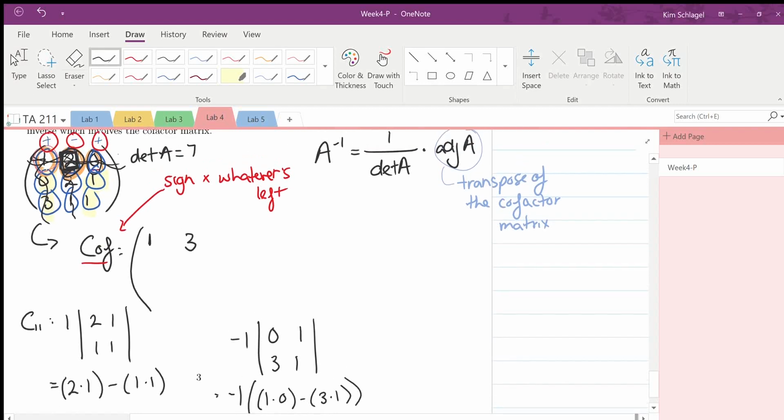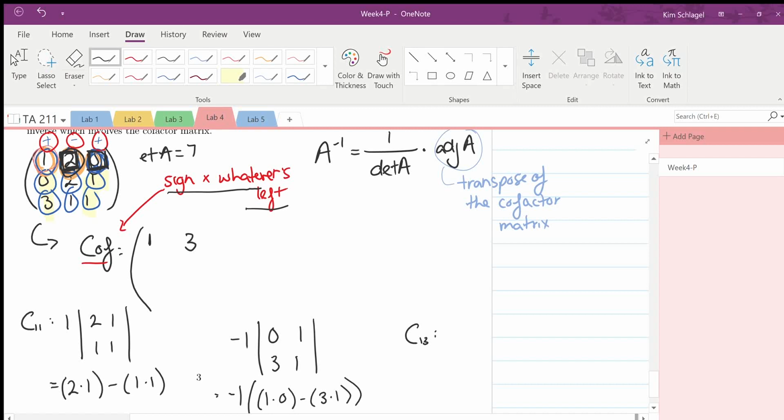I'll do one more so that we just know what we're doing here. Our last one is our entry C13. Once again, we're ignoring that there's a 0 in here because we're just concerned about our sign times whatever's left.